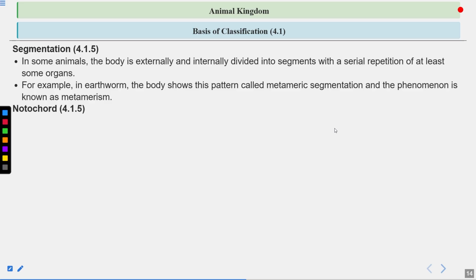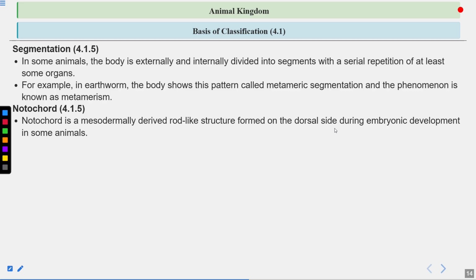Notochord. Notochord is a mesodermally derived rod-like structure formed on the dorsal side during embryonic development in some animals. So the origin of this notochord should be from the mesoderm. It is a rod-like structure that is present on the dorsal side of the organism during the embryonic development in some animals, right? So that is the notochord.